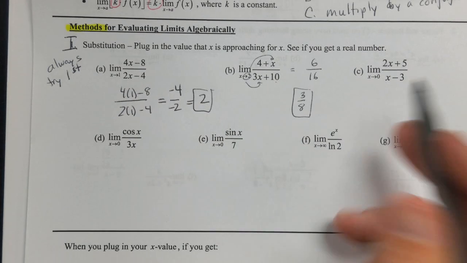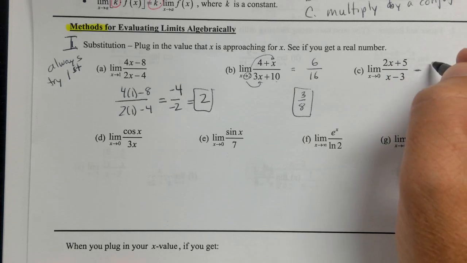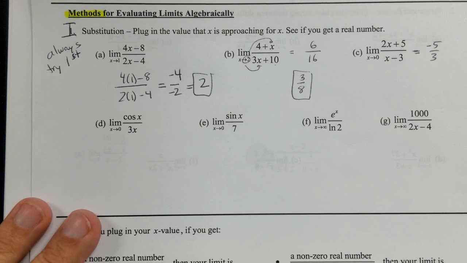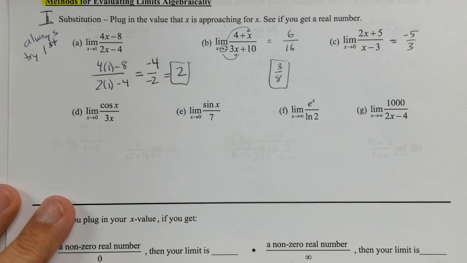Same thing with C. Plug it in. That's an easy one with the zeros. You end up with negative 5/3. So sometimes substitution gets you a nice answer, and then you're good.